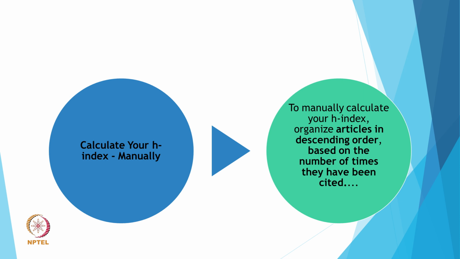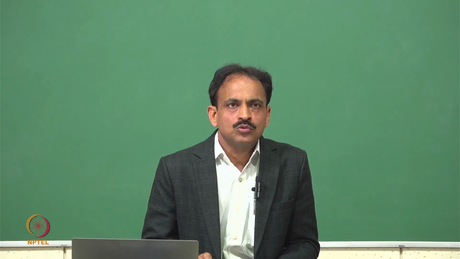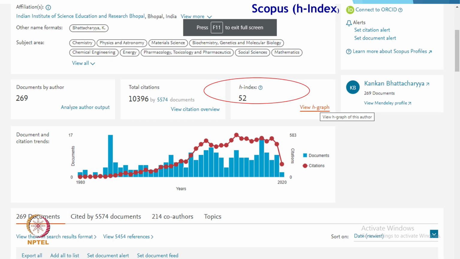So the simple calculation of H-index, if you want to calculate it manually, is this: organize the articles in descending order based on the number of times they have been cited, and find where both the rows match. That would be the H-index of the author. This is the screenshot of Scopus. You can see this author has an H-index of 52. He has published 269 papers which have received more than 10,000 citations, but his 52 papers have received at least 52 citations, so that's why his H-index is 52.